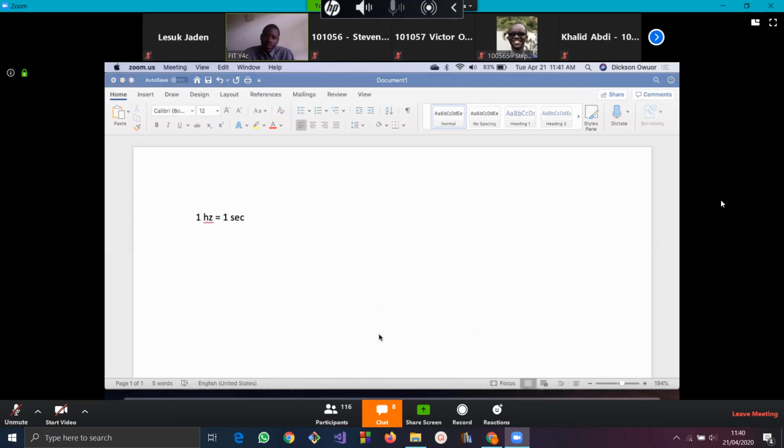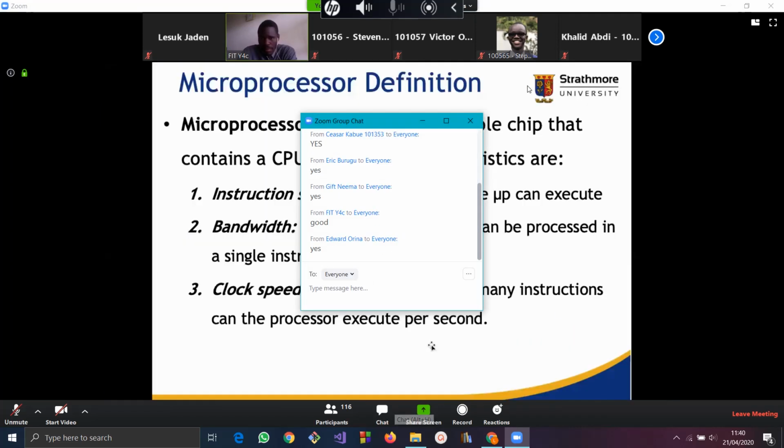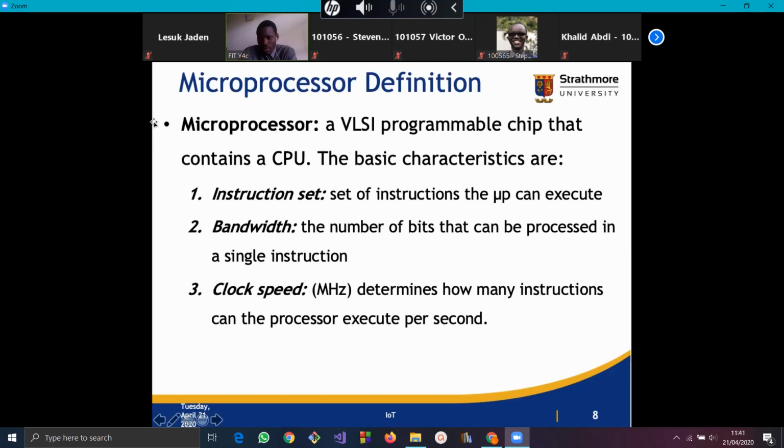Okay, so back to this one. Don't confuse clock speed and bandwidth. Clock speed is how many instructions the processor can execute per second. So if it's megahertz, for example, a 1 megahertz microprocessor, it means it can process 1 over the speed. Anyway, there will be an example. We'll see how it works. Okay, so don't confuse the two.